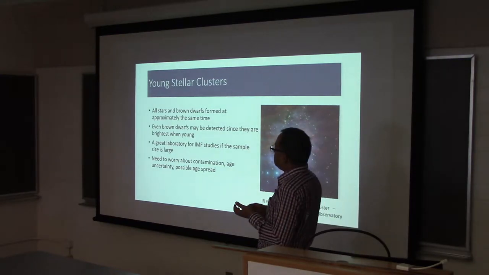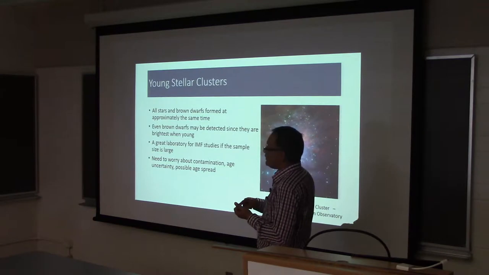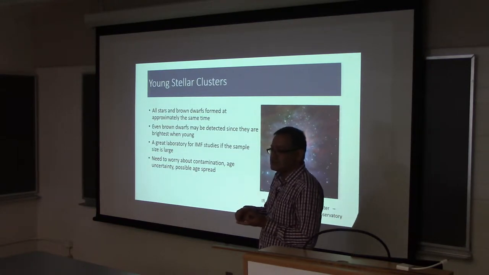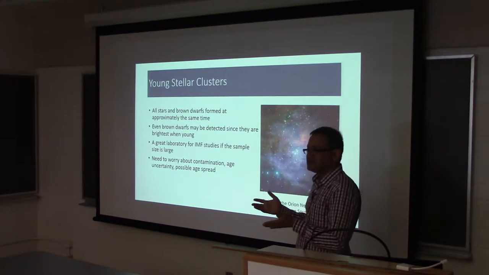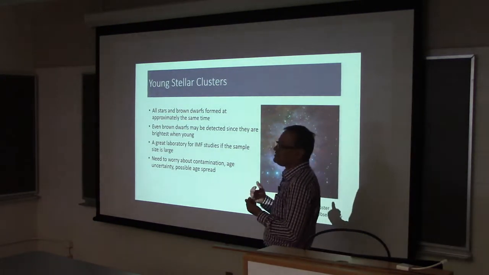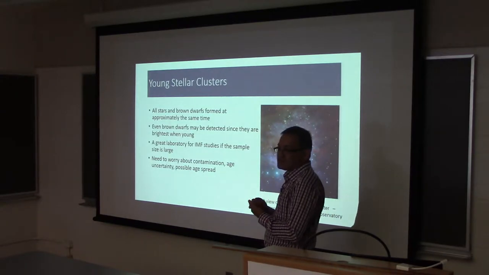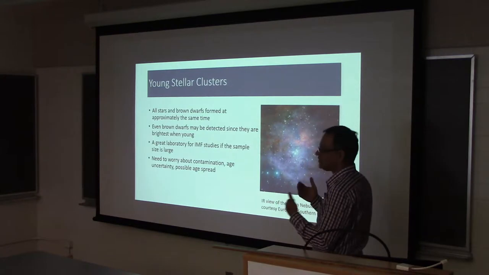As I said, you're looking at objects that are roughly coeval. We now know that the IMF extends well into the substellar regime. Those objects do not have a constant luminosity. The luminosity is declining with time. So the younger the cluster, the brighter the brown dwarfs. So you're more likely to see a brown dwarf if you're looking at a young cluster for a given distance.